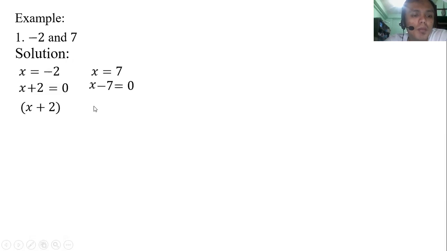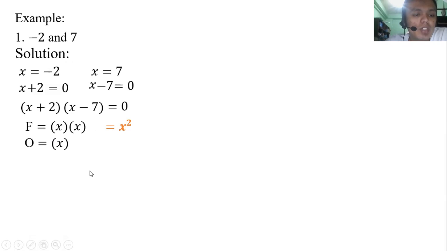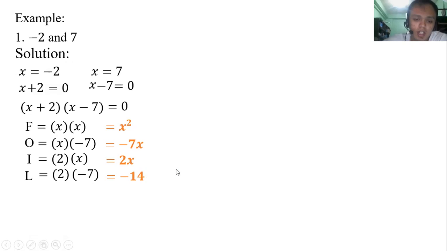And then we enclose the two in parentheses, equal to 0. Now, as you can see, they become factors. So x plus 2 times x minus 7 equal to 0. Using the FOIL method, we will multiply these two binomials. X times x is x squared. And then we have x times negative 7 is equal to negative 7x. Then 2 times x is 2x. Then 2 times negative 7 is equal to negative 14.